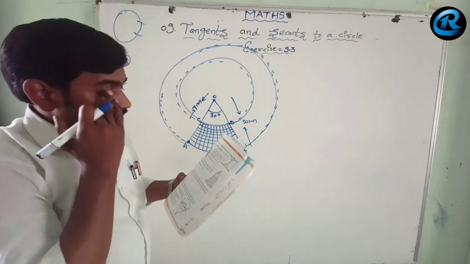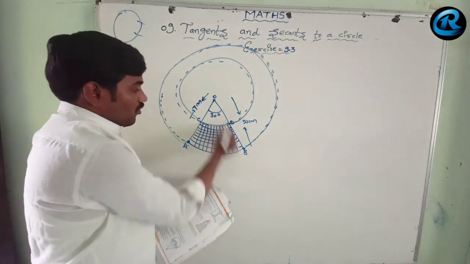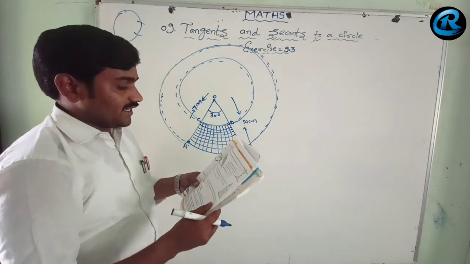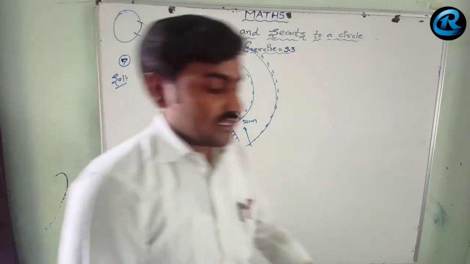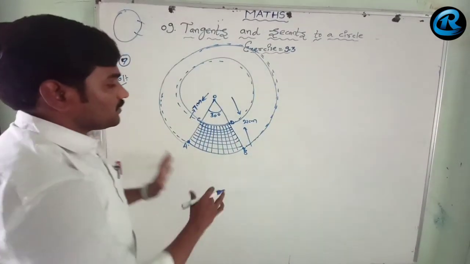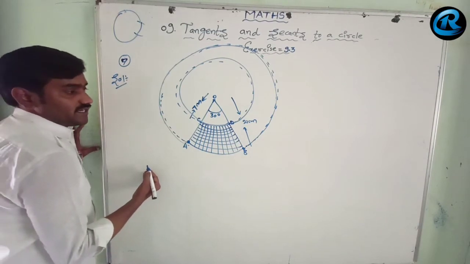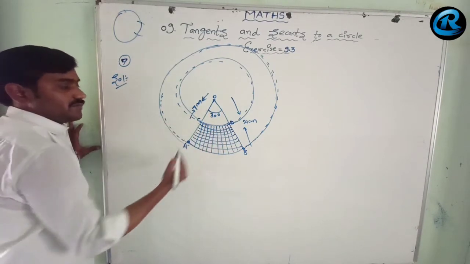So angle AOB is equal to 30 degrees. Find the area of the shaded region. Here we need to find out the area of the shaded region. That means how to find out the area of the shaded region here. Simple, with the given measurements.